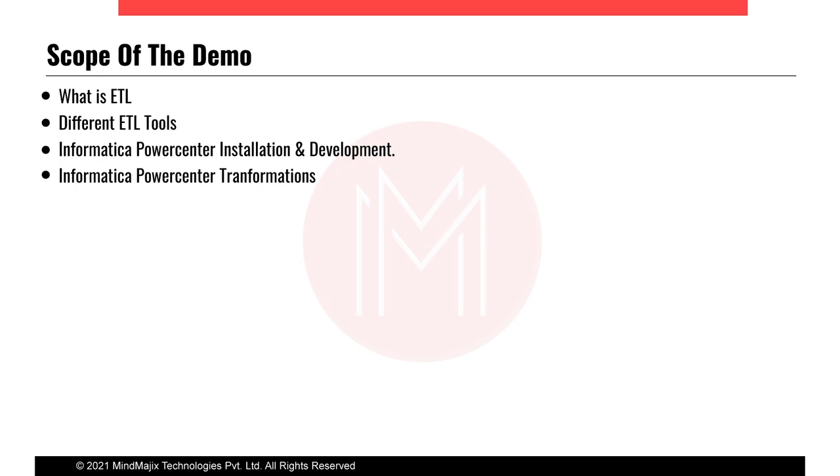So the main aim of ETL is the transform, and we are going to transform the raw data into fine data with the help of various transformations. These transformations have various categories such as active, passive, connected, unconnected. The various transformations include source qualifier, lookup, filter, aggregator, and whatnot.